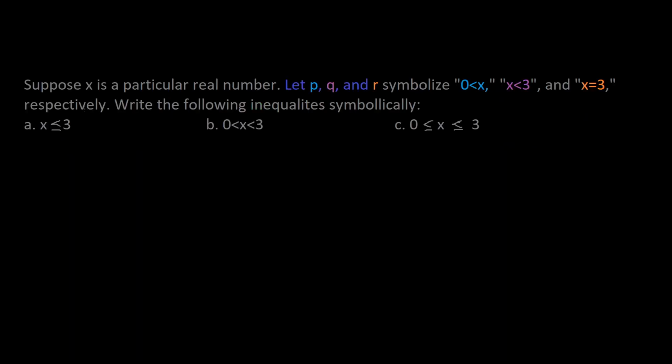It says, suppose x is a particular real number. Let p, q, and r symbolize the following inequalities. Respectively, write the following inequalities symbolically. So feel free to pause the video and try this on your own. If you take a look right here, I want to label them the right way so that you don't get confused. So this just means P, and then this pink one, you guessed it, means Q, and then this last one over here means R.